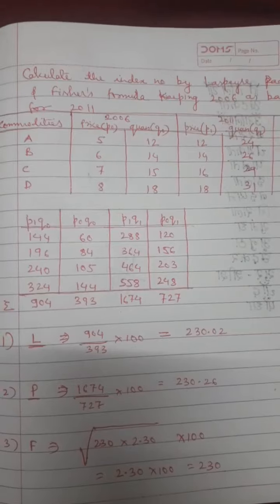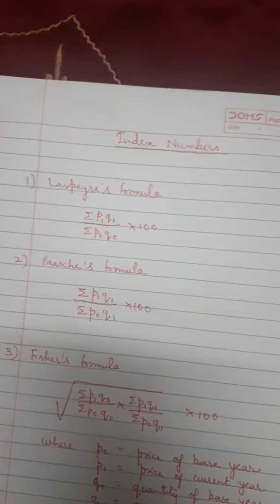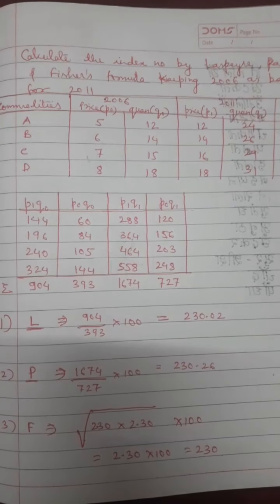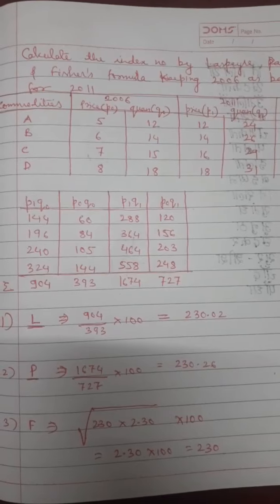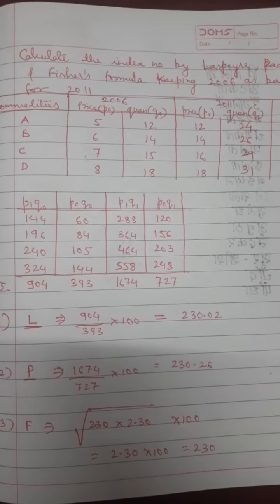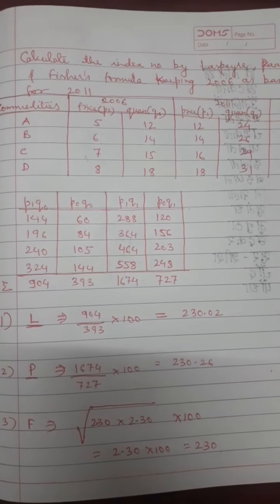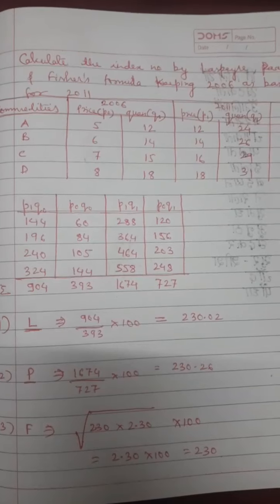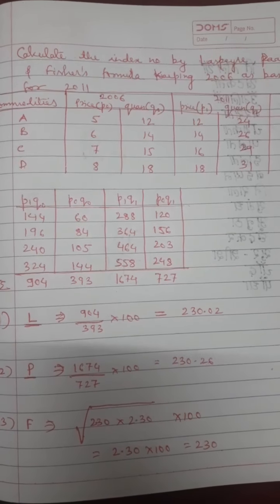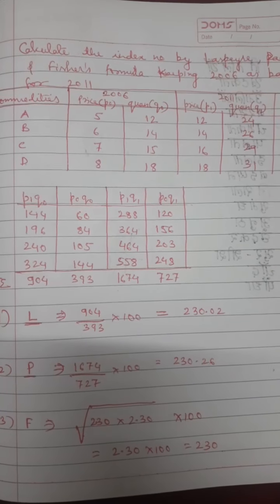Laspeyres' formula is summation P1 Q0 upon summation P0 Q0. So the value of summation P1 Q0 is 904 upon summation P0 Q0 is 393 into 100. So it is coming to 230.02. Try to take the answer up to 2 decimal places. For Paasche, it is summation P1 Q1 upon summation P0 Q1 into 100. So the value is coming to 230.26.